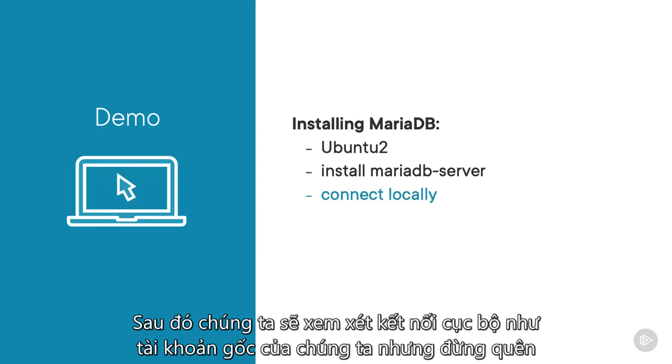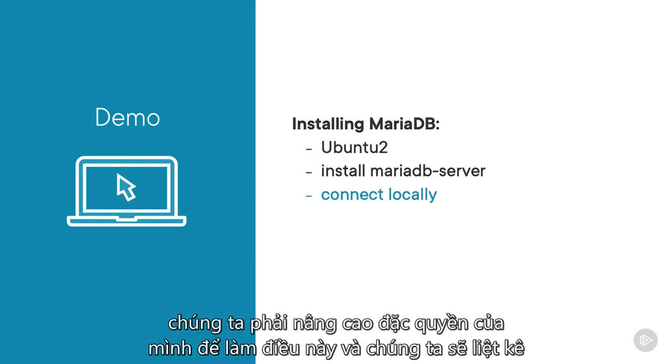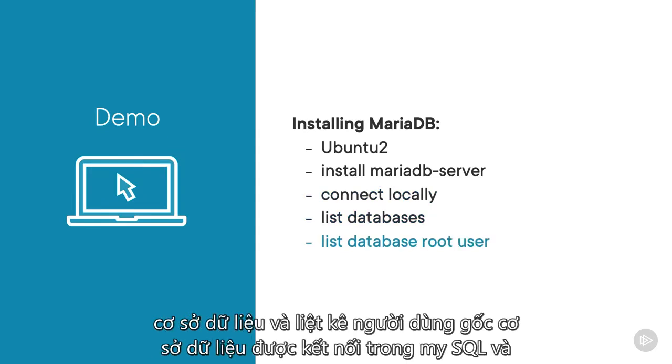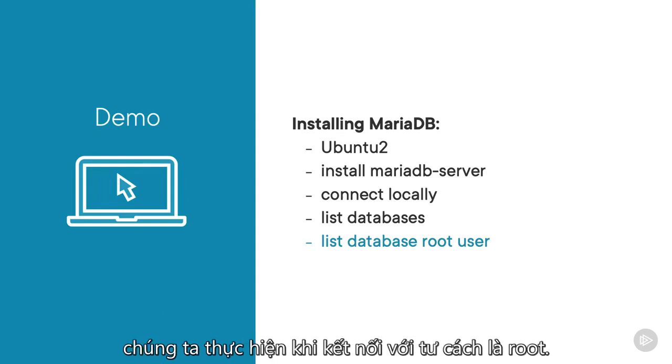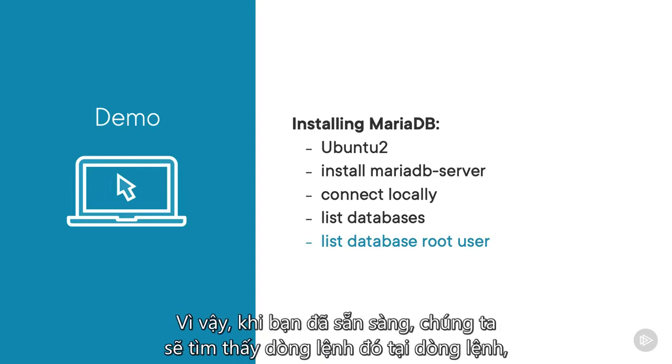We're going to look then at connecting locally as our root account, but don't forget we have to elevate our privileges to do this. And we're going to list our databases and list the database root user that's connected in our MySQL and our users table to get an understanding of why we have to connect the way that we do when we're connecting as root. So when you're ready, we're going to find that command line.